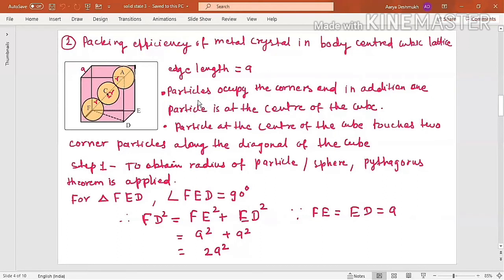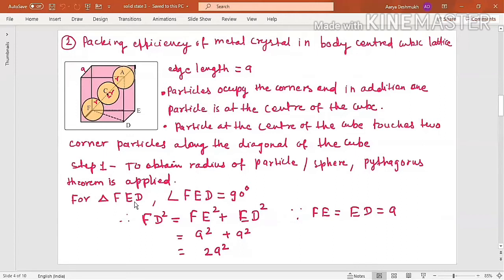Now how can we calculate this? The particles occupy the corners, and in addition one particle is at the center of the cube. In the case of the body-centered cubic unit cell, the particle at the center of the cube touches two corner particles along the diagonal of the cube. You can see here, this is the particle at the body center, and this A and F are the particles at the corners of the unit cell, and they are touching the body center. They are touching one another. So to obtain the radius of the particle or sphere, the Pythagoras theorem is applied here.